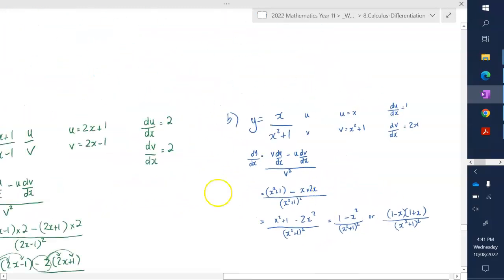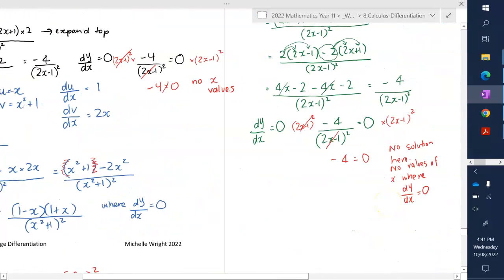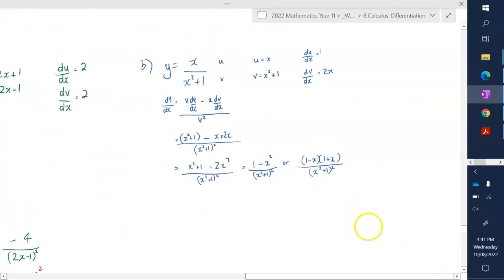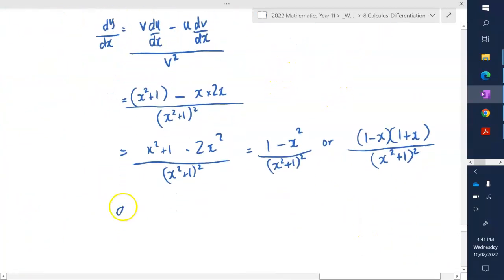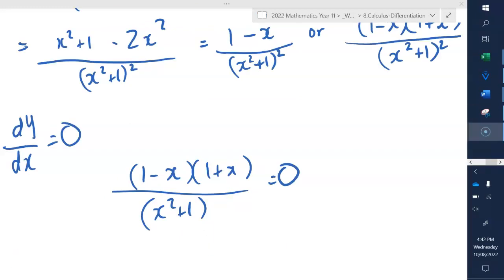What was the question asking us again? Let's scroll back over, and it said stating the values of x where the derivative is equal to 0. So we want to find where dy dx is equal to 0. So we want to find where this function here is equal to 0. So 1 minus x, 1 plus x, all over x squared plus 1 is equal to 0. What do you think? Have you had a little think? So we need to get rid of the x squared plus 1 on the bottom line. If I multiply both sides by x squared plus 1, they will cancel out on the left, and on the right, I will end up with a 0.